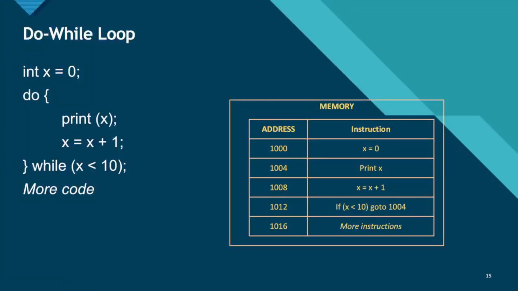So there are times when that might be what you want. You want to always do it at least once. And so in that case, you can use a do while loop in this way, to make sure you always do the internals at least once.